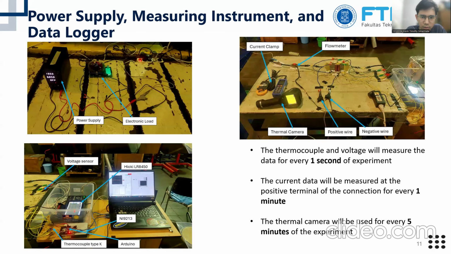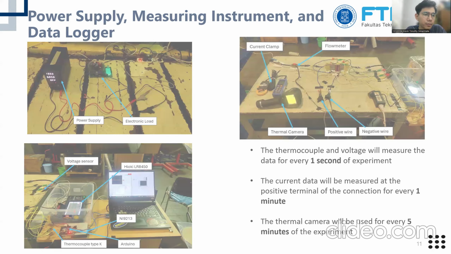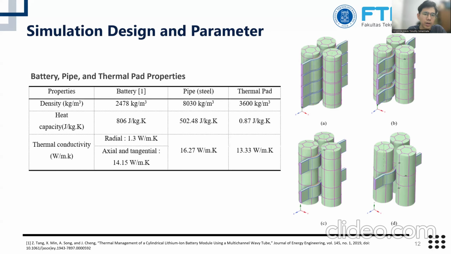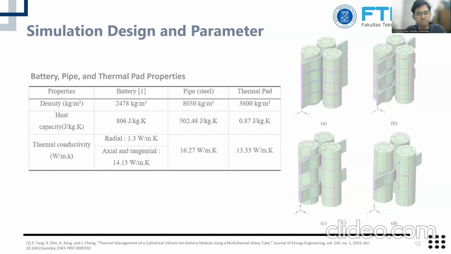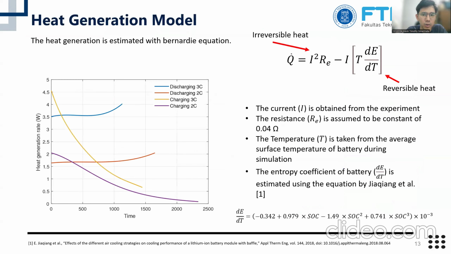We can see here the thermocouple will measure the data every 1 second. The current data will be measured at the positive terminal of the connection every 1 minute. And the thermal camera will be used every 5 minutes of the experiment. And then this is the simulation design and the parameters. The properties are taken from the research paper, the ANSYS Fluent database, and the thermal pad is from the manufacturer dataset. And then this is the heat generation model.